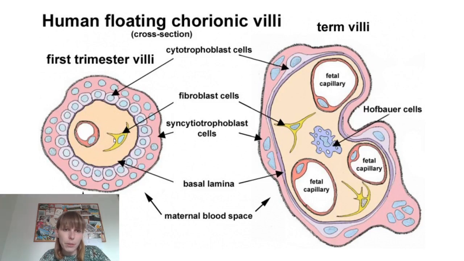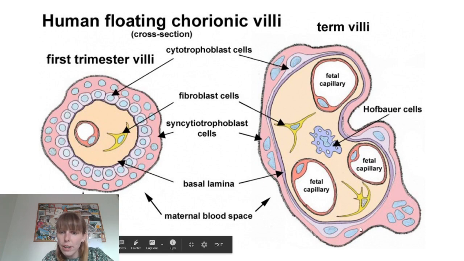Inside, it's extraembryonic mesoderm with capillaries, blood vessels. And as the pregnancy progresses, the villi change and we stop seeing cytotrophoblast almost completely. It will be mostly just syncytiotrophoblast covering the surface of the villi, and inside we will have more fetal capillaries and more bigger ones. The size will change and the number will change.